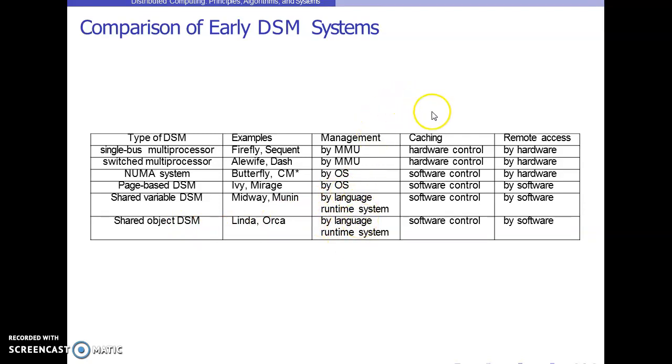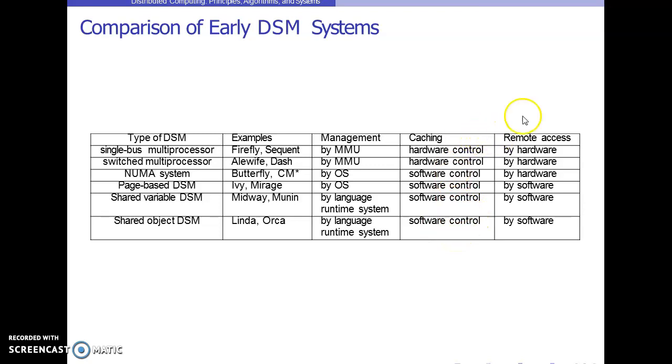Then the caching method for the various DSM systems. The single bus and switched multiprocessors are controlled by the hardware. Then NUMA and page-based systems are controlled by the software. Then shared variable and shared object DSM are also controlled by the software.